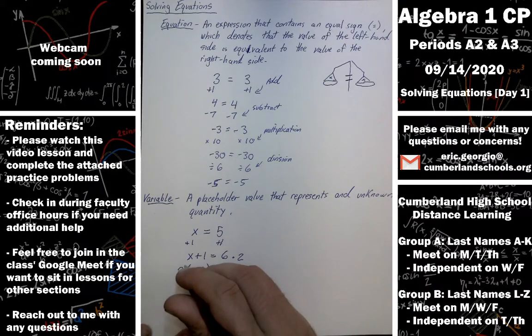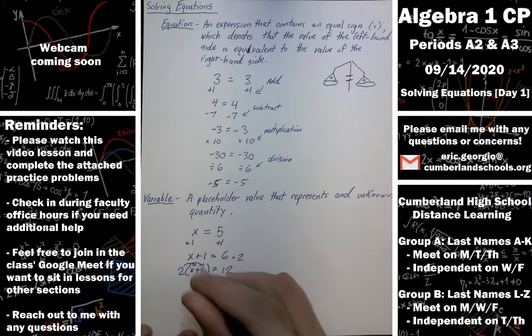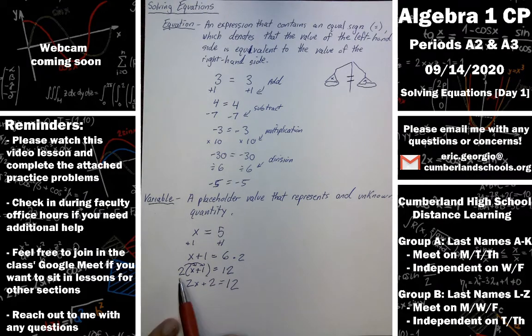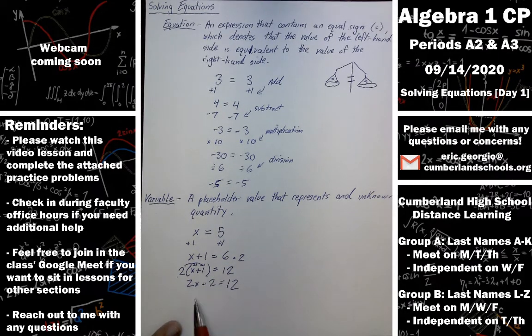Something you might recall is what's called the distributive property, where you could also rewrite this, if you so desire, as 2x plus 2 is equal to 12. Okay, because that 2 would multiply by the x and multiply by the 1. That makes sense? So equality is preserved. Notice, if x is 5, 2 times 5, if you plug in the 5 for x, would be 10, plus 2 would be 12. Everything is preserved.